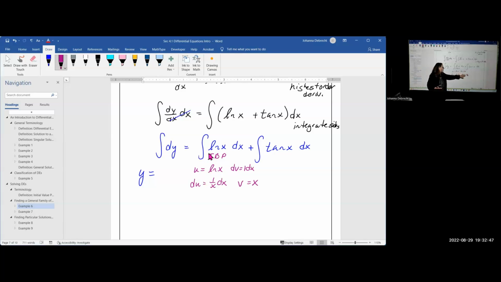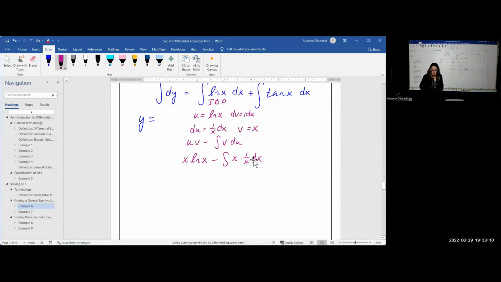And then we take u times v minus the integral of v du. So remember the formula, u times v minus the integral of v du. And so this is going to give us x natural log of x minus the integral of x times 1 over x dx. Now, the integral of x times 1 over x dx, the x is canceled, so the integral just gives me an x. I'm also going to have a plus c, and I'm going to roll all my plus c's together in a moment. So I get x plus a constant. I still have this equal to y.